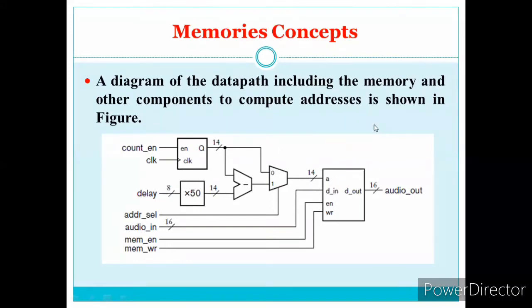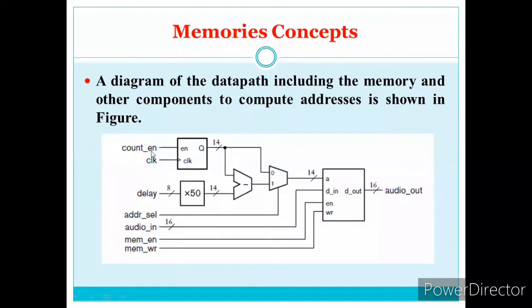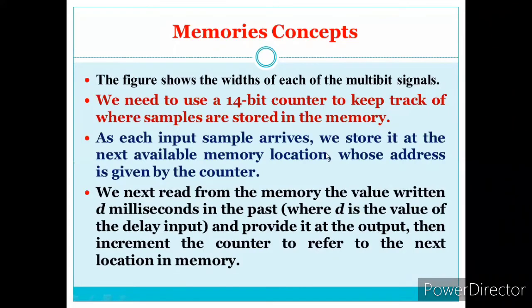Now, the figure shows the width of each multi-bit signal. What are the respective signals? They have just been shown there. We need to use a 14-bit counter to keep track of where the samples are stored in the memory, because that is the number of memory locations we have, 16K. So when each input sample arrives, we store it at the next available memory location, whose address is given by the counter. You can observe the count enable is giving the address locations there.